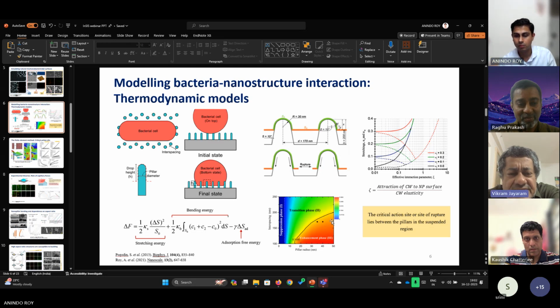Yeah. So the stresses are the same everywhere, but the suspended part is not attached to anything, so it can break more easily than having a rupture in the hemispherical part. Is it? No. So, one minute.